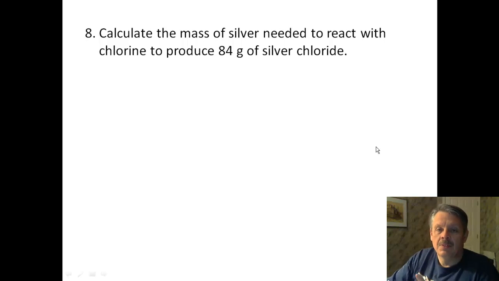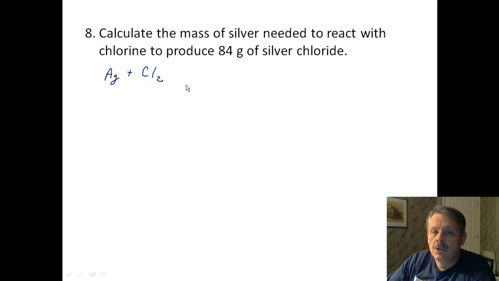Alright, calculate the mass of silver needed to react with chlorine. So that means silver is reacting with chlorine, Ag plus Cl2, to produce silver chloride. Plus 1, minus 1, so that means they cancel. That means I need 2 of these and 2 of those to make the equation balance. I'm starting with 84 grams of silver chloride.